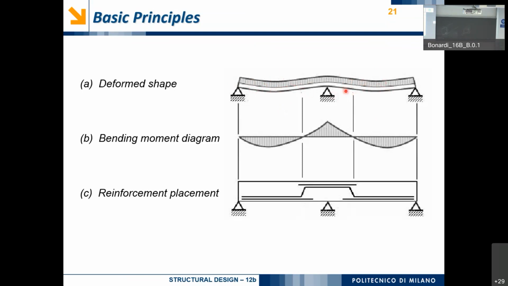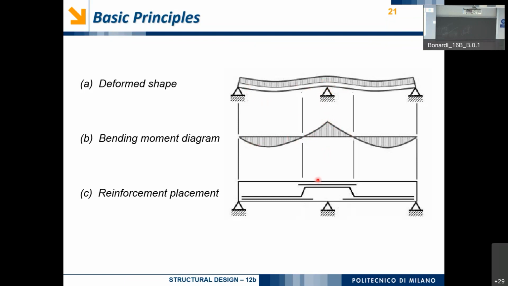Whereas in correspondence of the internal supports, we expect a negative curvature. In fact, we can say that here the curvature is directed downwards. Curvature and bending moment are strictly related, or better, bending moment is our way to interpret the curvature in static terms. So when we have positive curvature, we have positive bending moment. When we have negative curvature, we have negative bending moment, with the maximum, obviously, in correspondence of the internal support.